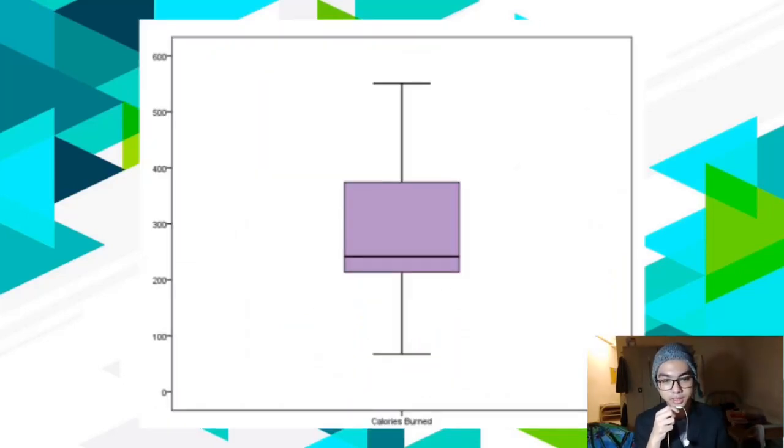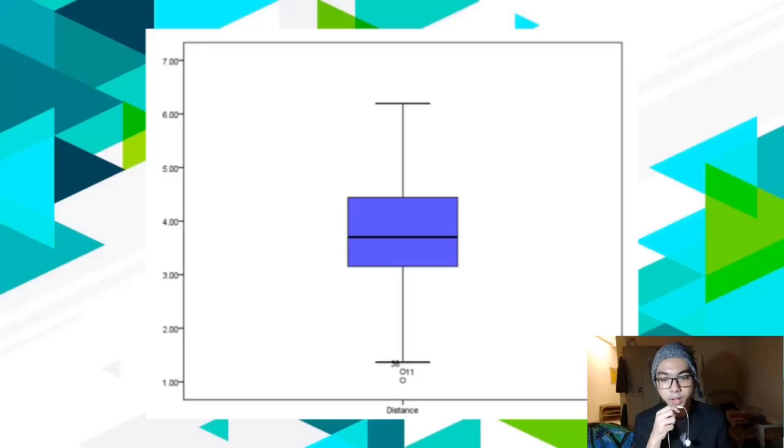Now we continue to the box plot. This box plot shows the calories burned by the 60 runners. The median is 241.50. The interquartile range is about 484 calories burned, which indicates that 50% of calories burned among the runners is 241.50. Meanwhile, this shows the box plot of the distance by the 60 runners. The median is 3.7015. The interquartile range is about 5.17 distance, which indicates that 50% of the distance by the runners is 3.7015, as we can see here.